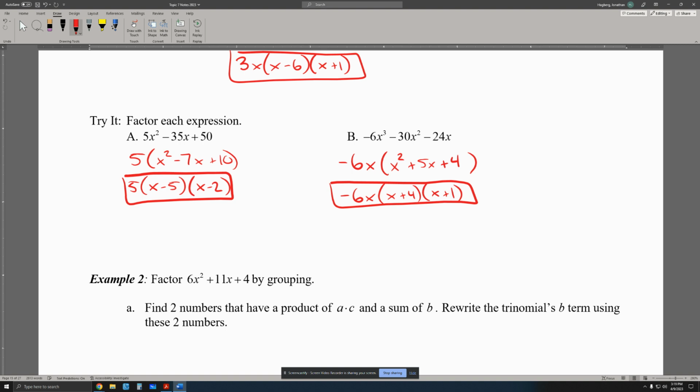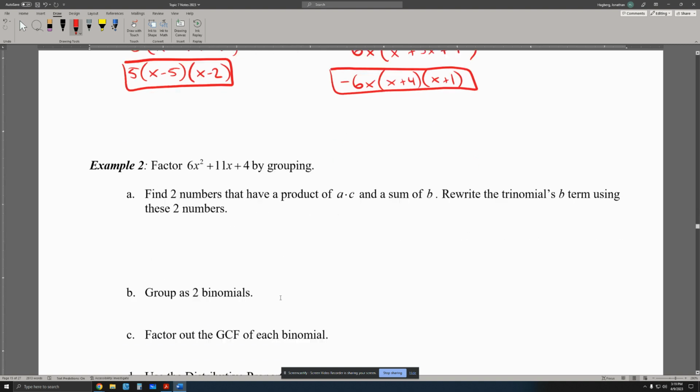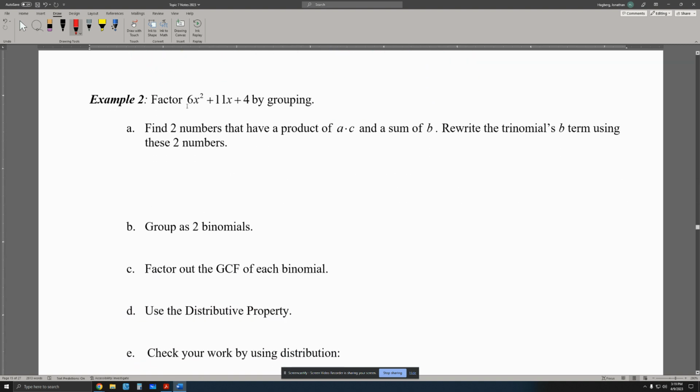Okay, let's try a different kind of example. Example 2 here, 6x squared plus 11x plus 4. So first thing we check for is the GCF. The GCF of 6, 11, and 4 is 1, and there is no common variable factor. So therefore, there is no greater common factor than 1. So we factor a different method.